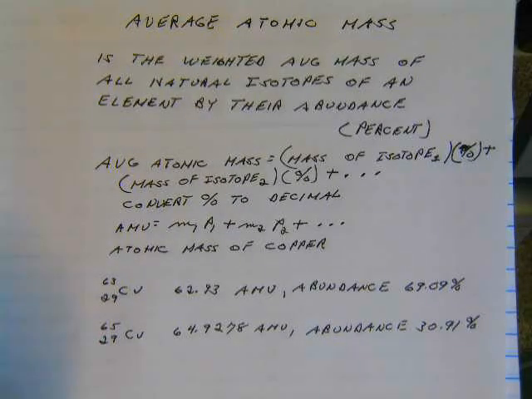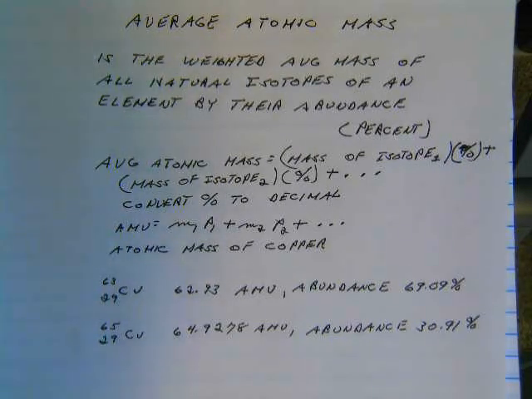Well, let's look at how to calculate average atomic mass. The average atomic mass is the weighted average mass of all natural isotopes of an element by their abundance. And that abundance is written as a percent.